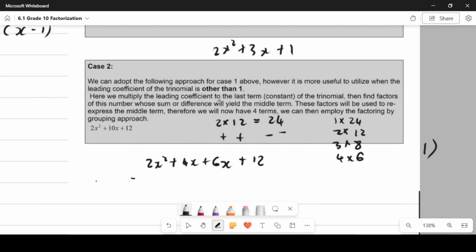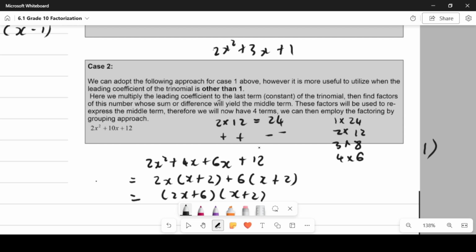Now here, find the HCF between the two terms. Between here and here, I'll have 2x into x plus 2, because 2x times x will give you 2x squared, 2x times 2 will give you 4x, plus 6 into x plus 2. And x plus 2 is our common binomial factor, so therefore we have 2x plus 6 and x plus 2.